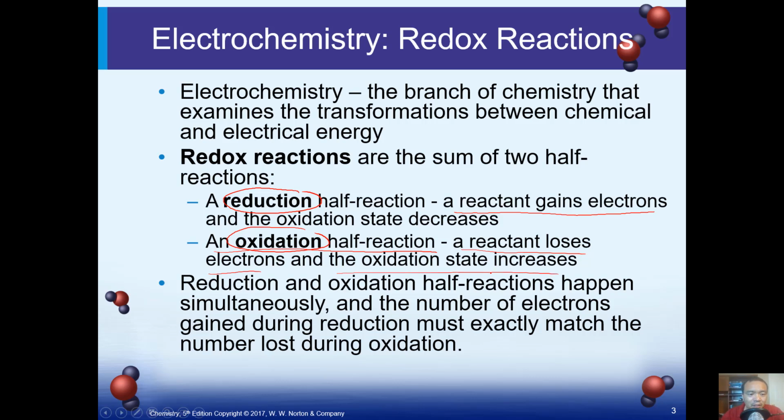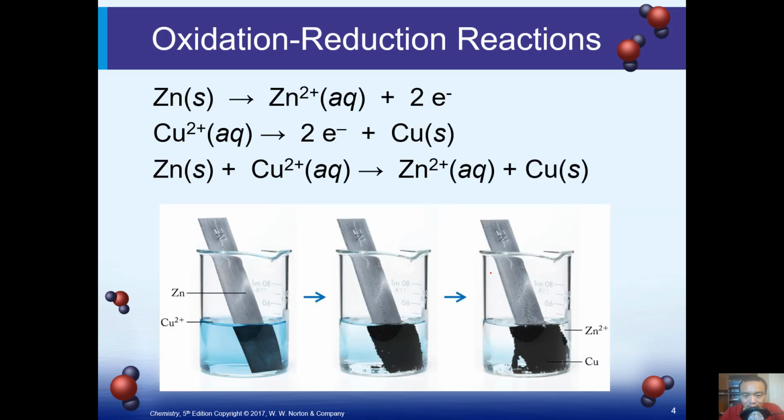The reduction and oxidation half reactions will always happen simultaneously, and the number of electrons gained during the reduction must exactly match the number lost during oxidation. Consider the reaction between zinc and the copper 2 ion. That's zinc and the copper 2 ion in the solution.